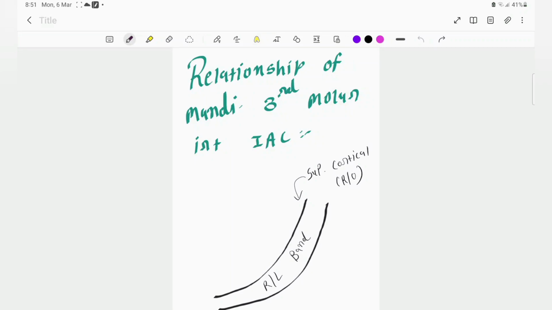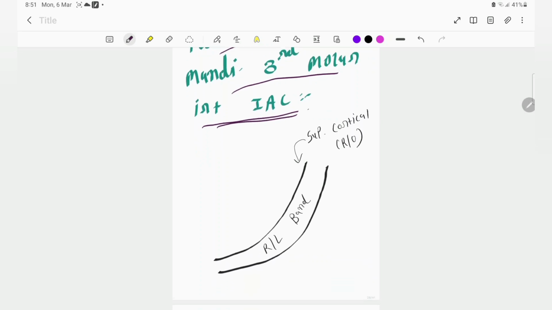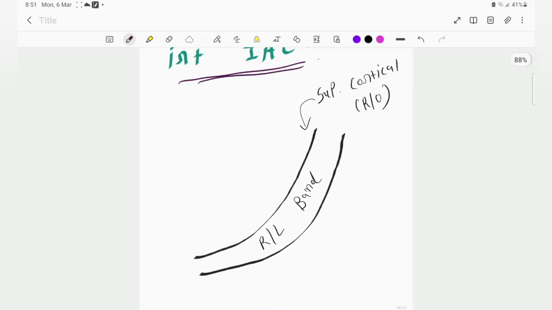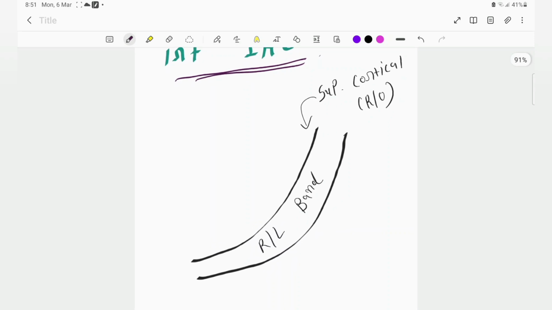So in the last video we have covered definition, indication, contraindication, theories and classification, right? But one classification was remaining, which was the classification of the mandibular third molar in relation to the inferior alveolar canal, right? So first of all, I would like to tell you what the normal appearance of the inferior alveolar canal and the third molar is.